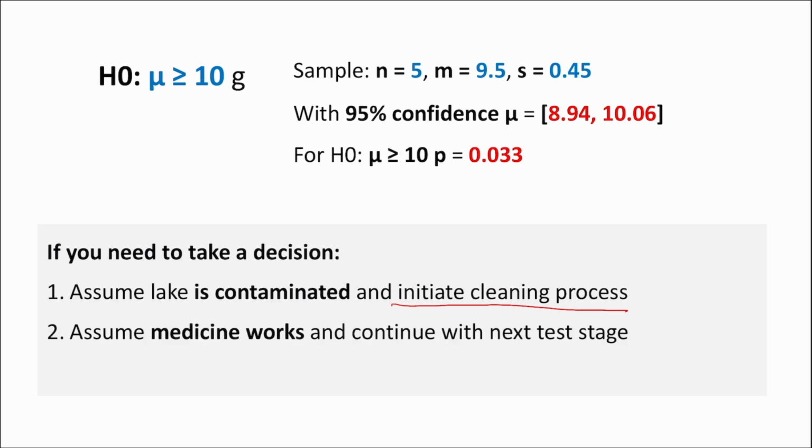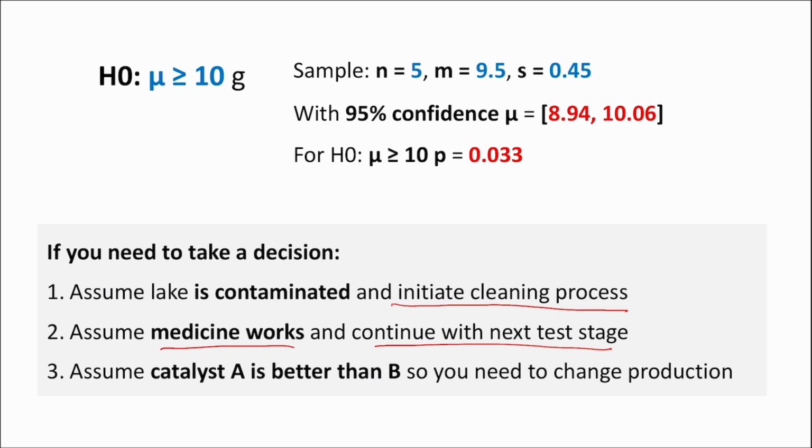For example, you test a medicine, and you need to make a decision. Either the medicine works and you continue with the next test stage, or the medicine doesn't work and you should stop. Again, it's a very difficult decision, because testing medicine is usually very expensive. Every next step is more expensive than the previous one. Therefore, if the medicine doesn't work and you continue as if it works, you will waste a lot of money. But on the other hand, if the medicine works and you say, oh, it seems like it doesn't work, then you potentially will lose an efficient medicine. And many, many other things. So sometimes you really need to make a decision based on the p-value.